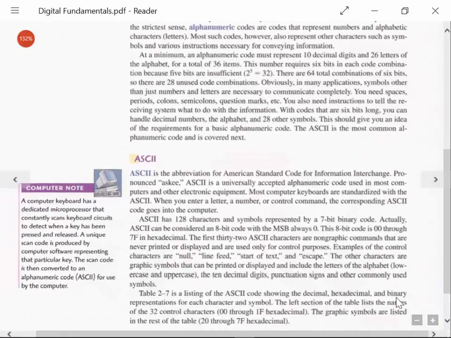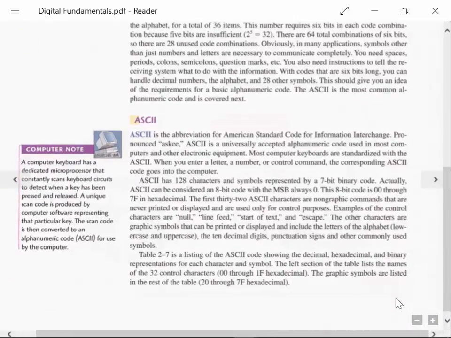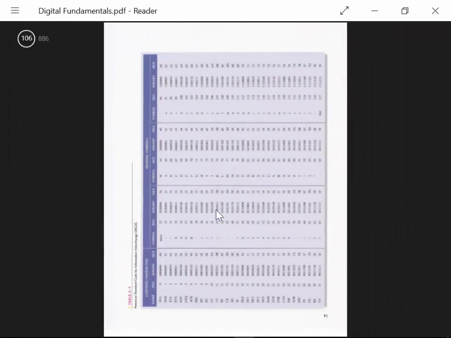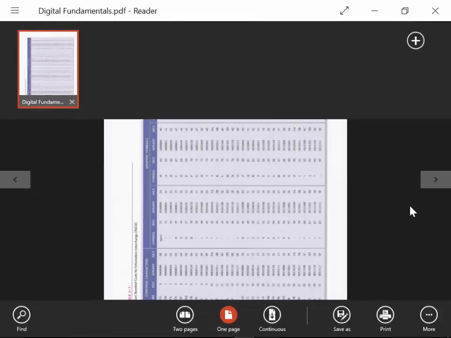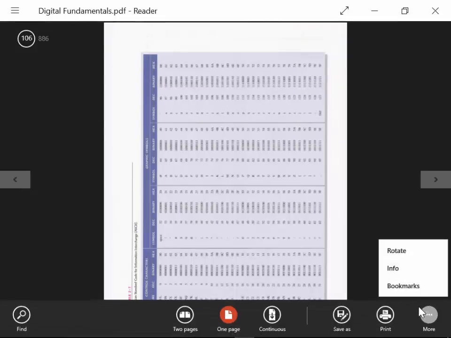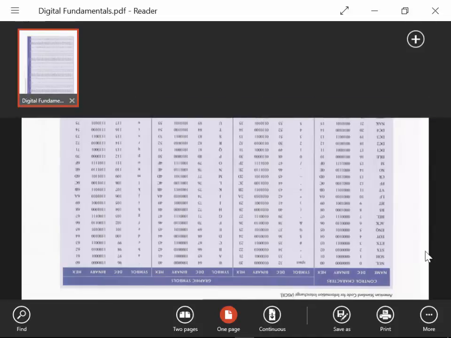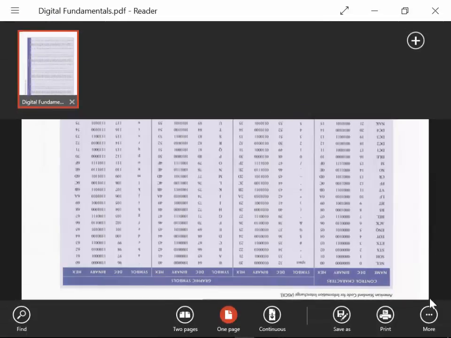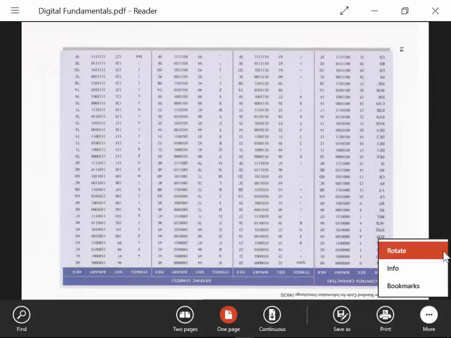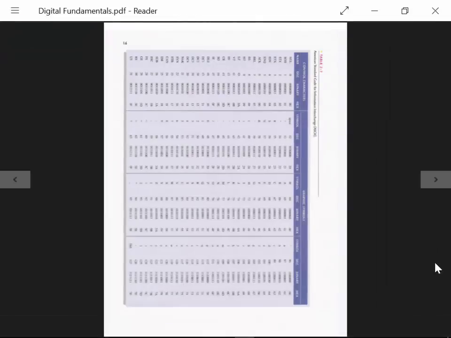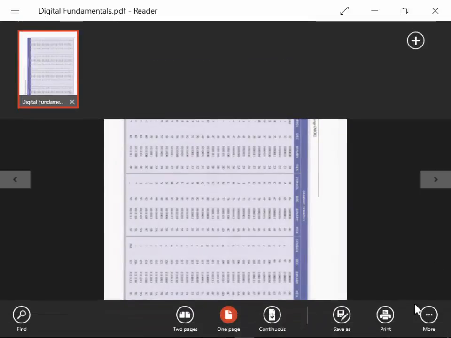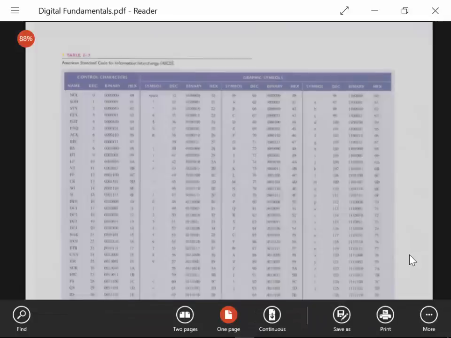You can see that it's pronounced ASCII. It's a 7-bit code, and here's the table for it. I don't know if I can rotate this right. Rotate this here, rotate it again, and once more.